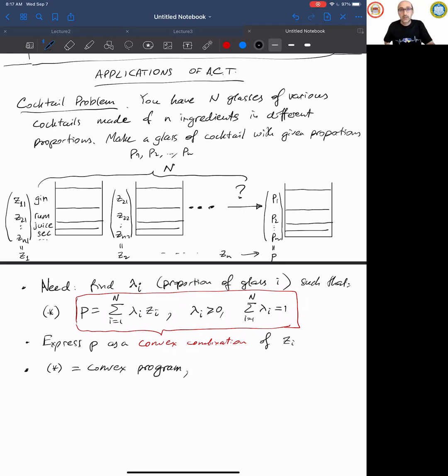For which there are methods to solve it. There are solvers in MATLAB and others, and you can solve it efficiently. In theoretical computer science, you say in polynomial time, which is good, polynomial in the number of glasses, capital N, and in the number of ingredients, little n. So technically you can do that.